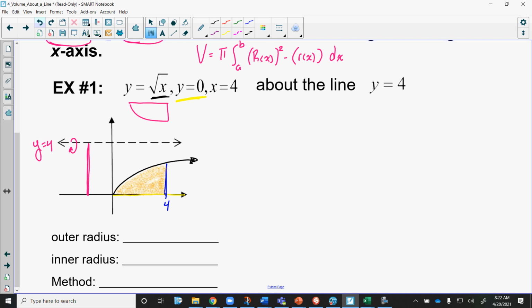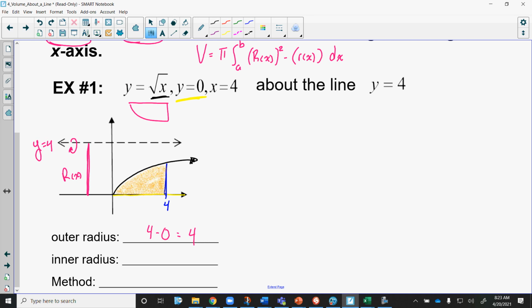Okay, so the distance from the line that we're rotating around to the line y is equal to 0, this is going to be our outer radius. The way that we determine the value of the outer radius is we take the line and subtract the function that the radius goes to. In this case, it goes to when y is equal to 0. So I would just say 4 minus 0. So the length of the radius is just 4 in this case.